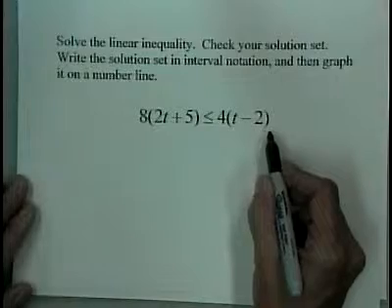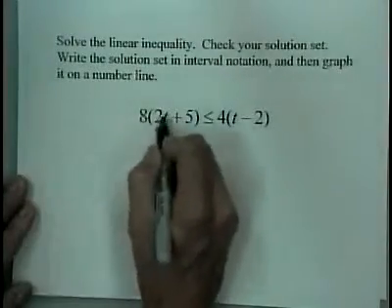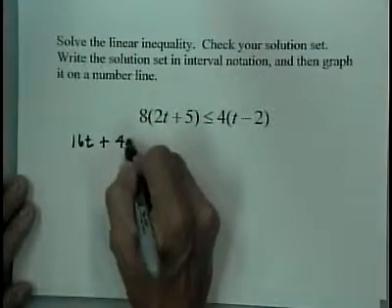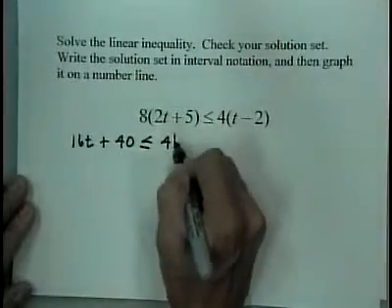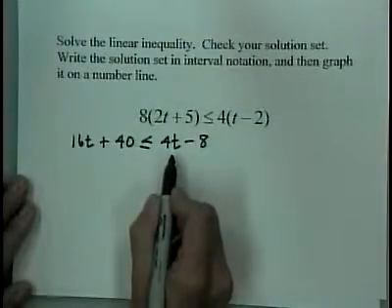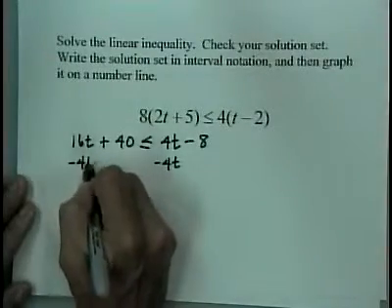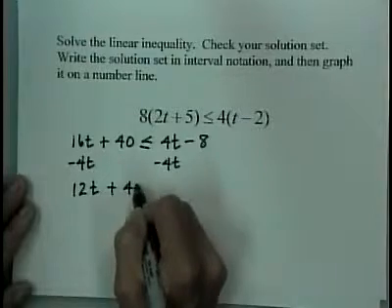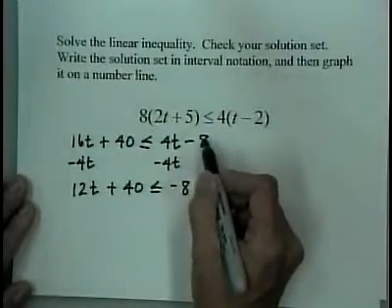Solving this inequality, treat it as if it's an equation by distributing first. So we'll do 8 times 2, which is 16t, plus 8 times 5, which is 40, is less than or equal to 4 times t minus 4 times 2, which is 8. Let me, at this point, subtract 4t from each side to get 12t plus 40 is less than or equal to -8, which is all that remains on this side.